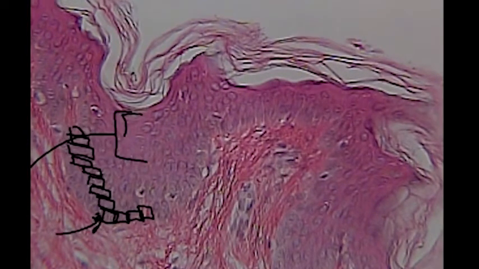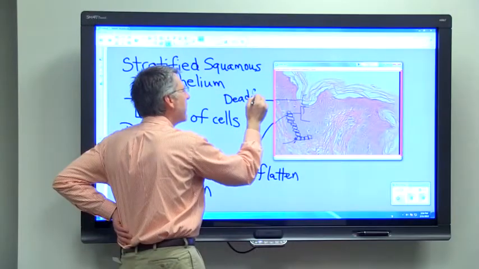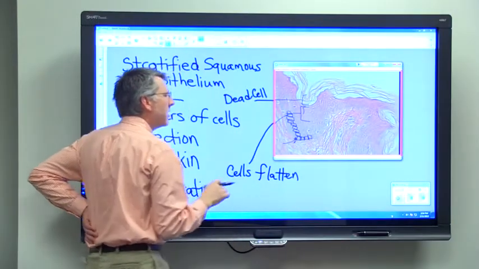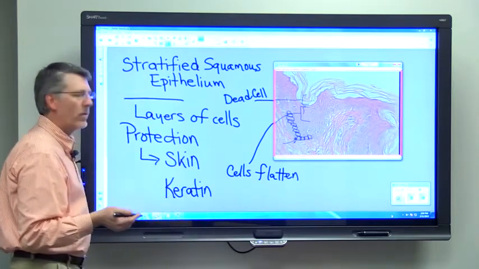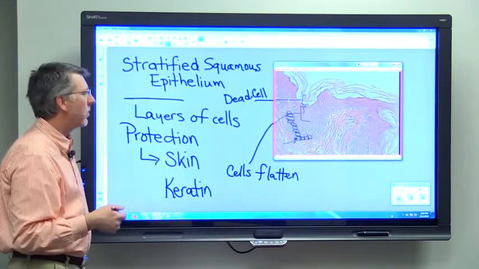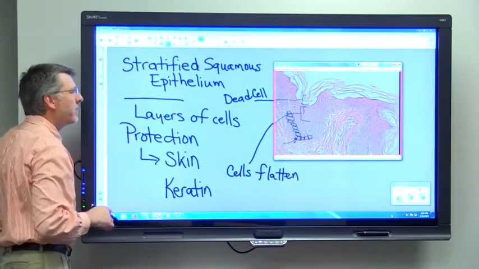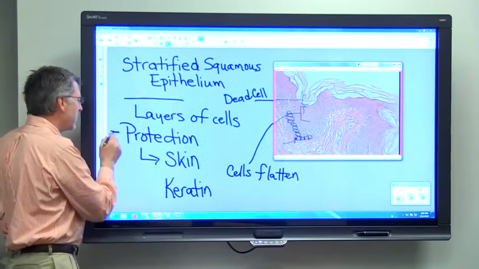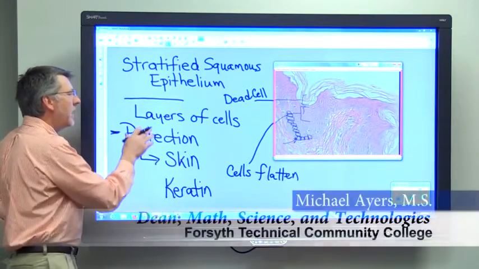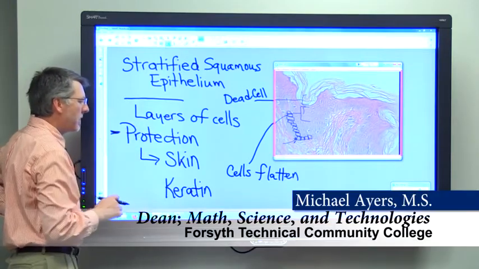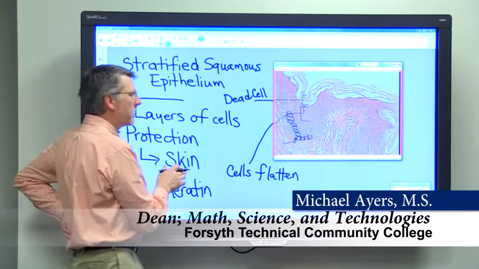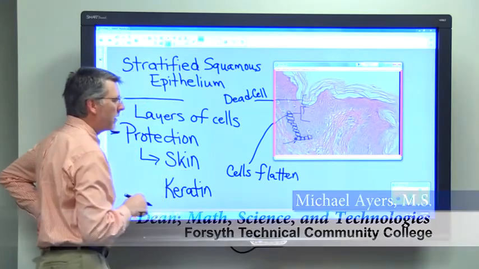And if you look in this area, you can see cells that are no longer living. But that layer of dead cells really helps afford you even more protection before you get to the living cells. So stratified squamous epithelium's job includes protection mainly. It's made up of many layers of cells. And we find this, for example, in the skin.